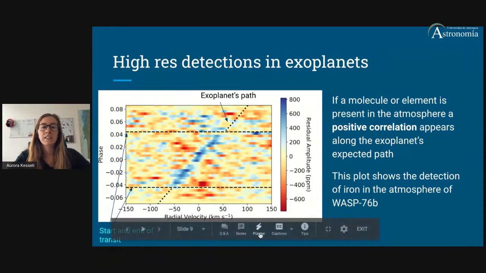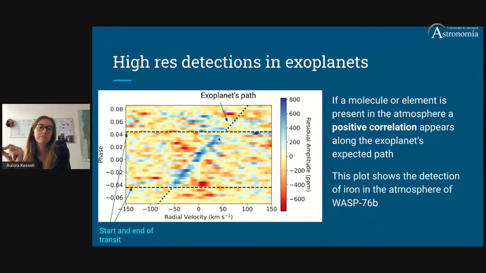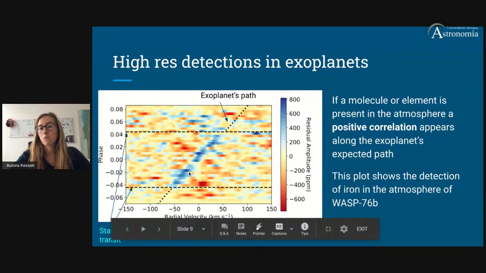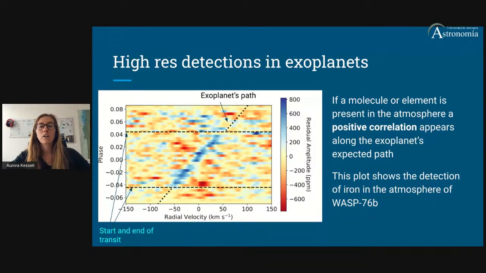But during the transit, it starts down here. So the exoplanet is moving towards us, which is exactly what we would expect. Then it's moving only perpendicular to us right when it's in the center of the transit, and then it starts moving away from us. And so this is exactly what we would expect if we were going to detect iron in an exoplanet's atmosphere. And we can do this method for lots of different elements and molecules.